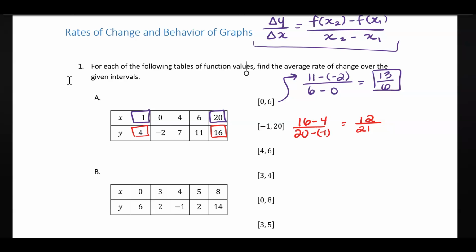All right, next one, 4 and 6. So again, let's erase this. I'm looking at 4 and I'm looking at 6. The output values are 11 minus 7, and I got the 11 from here and the 7 from here, all over 6 minus 4. 11 minus 7 is 4 over 2, which is equal to 2. So that rate of change is 2.